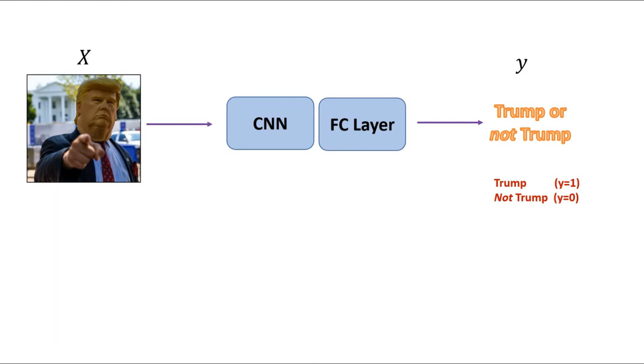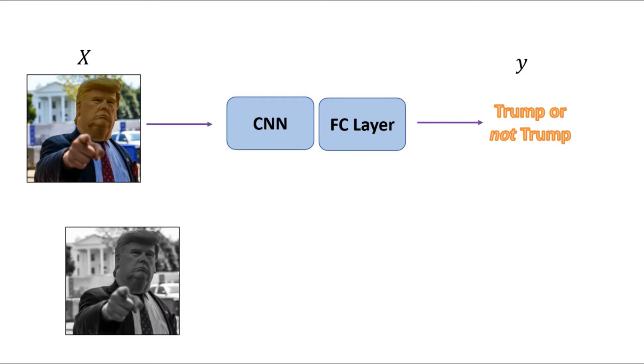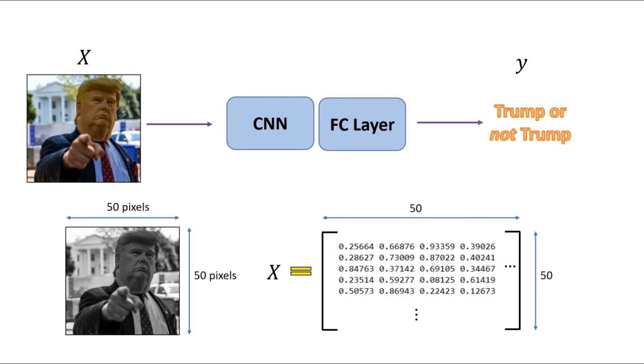Y equals 0 is equivalent to predicting not Trump. On the input side, let us simplify the image such that it is grayscale with dimensions of 50 pixels by 50 pixels. Then, we can represent X as a matrix of values where each position in the matrix corresponds to the intensity of the associated pixel. So all pixel intensity values are between 0 and 1, where 1 would be a white pixel and 0 would be a black pixel.